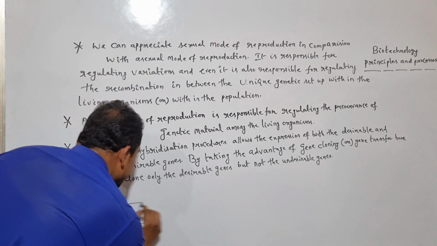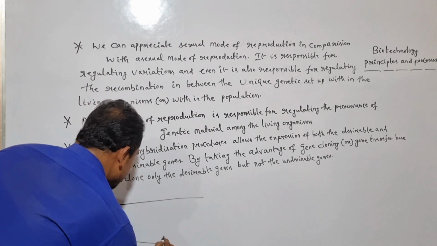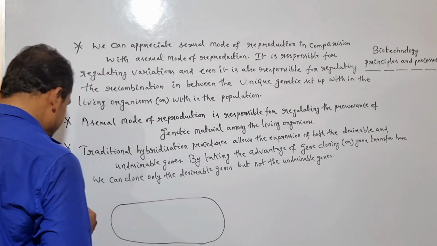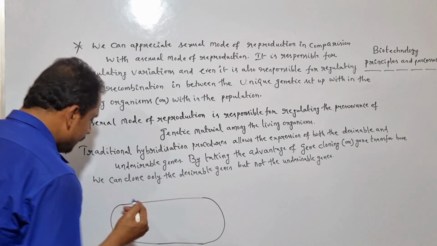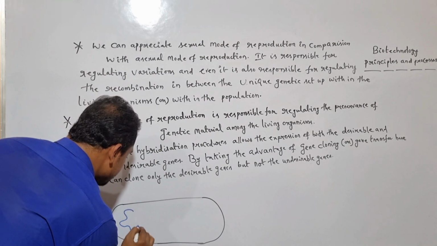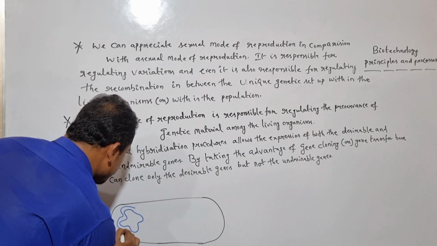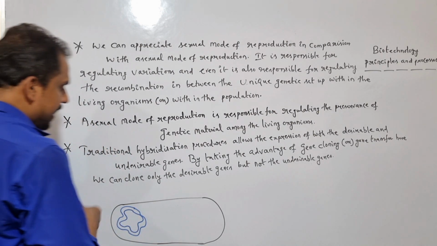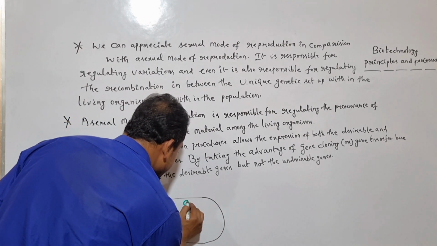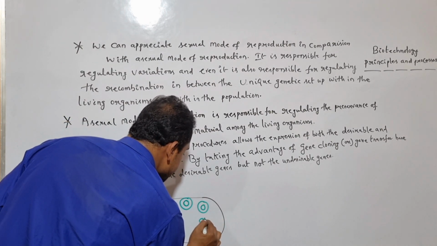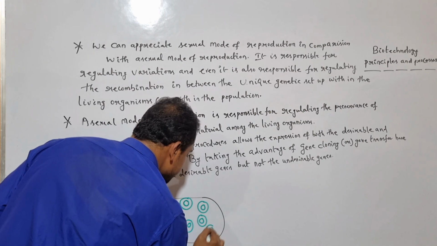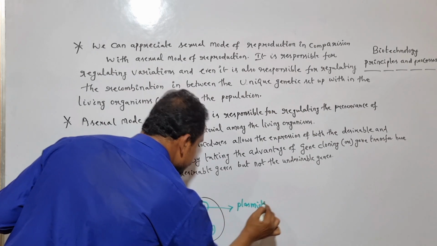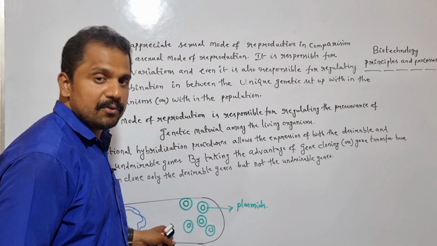So let us assume this is the E. coli host, right? Within the E. coli host, in addition to the circular chromosome, there are many other extrachromosomal double-stranded circular DNA molecules which are termed plasmids. Right? So these are nothing but plasmids. These particular plasmids act as cloning vehicles here.